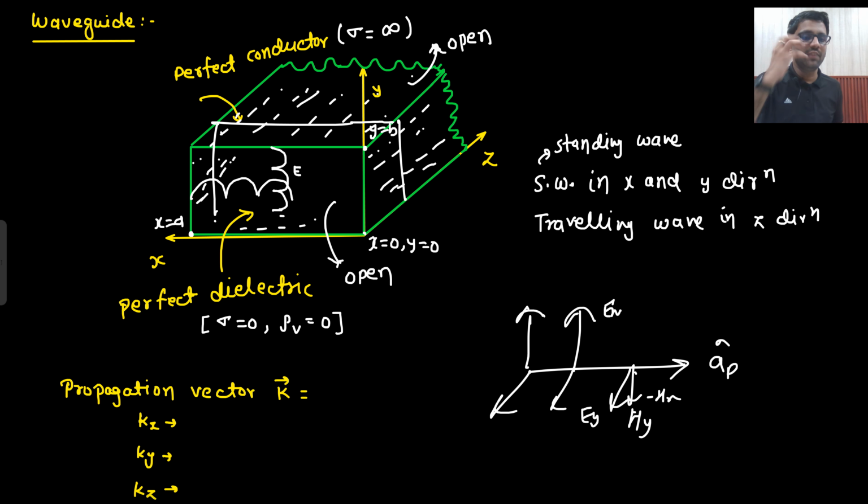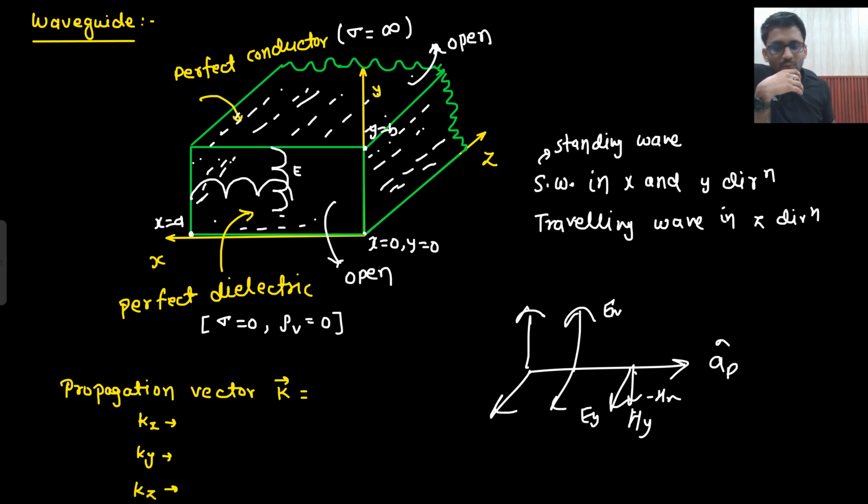So this standing wave will be traveling in the positive z direction. In the x direction, you have a standing wave. In the y direction, you have a standing wave. And this combination of standing waves is traveling in the z direction. This is what is happening inside the waveguide. This is the core concept. Is that clear to you?